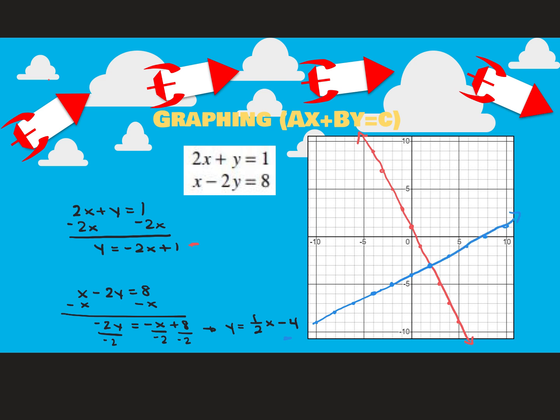All right, and we can definitely see here that we have a solution. And our solution is going to be 2, -3. All right, so that point satisfies both of those equations.